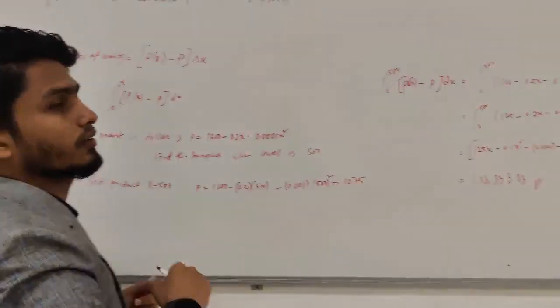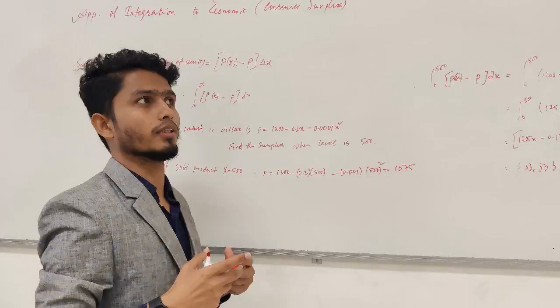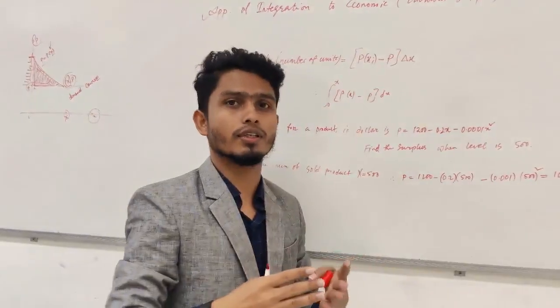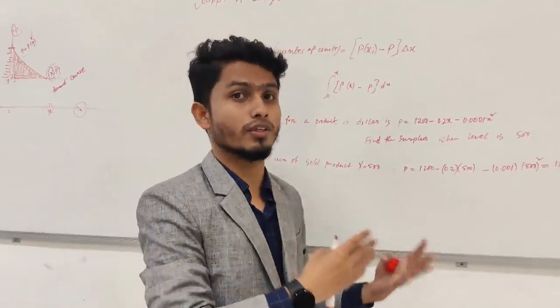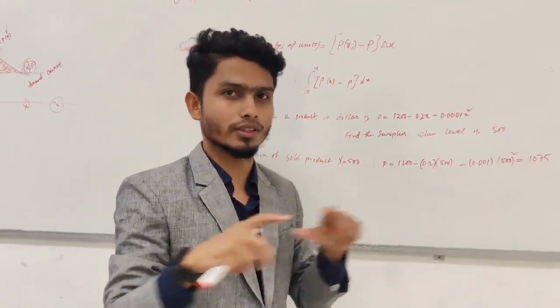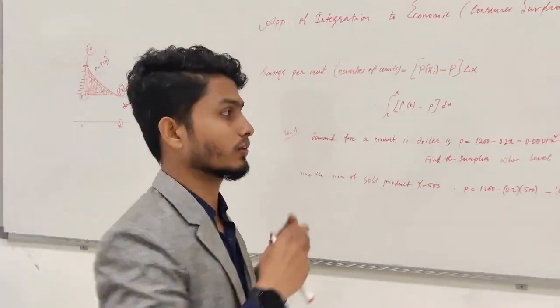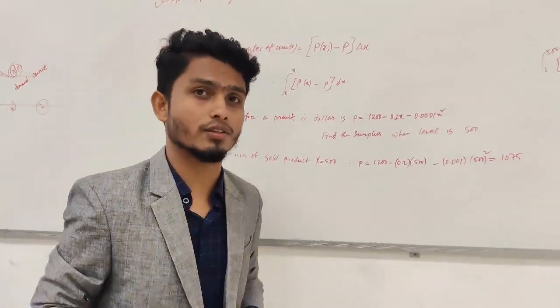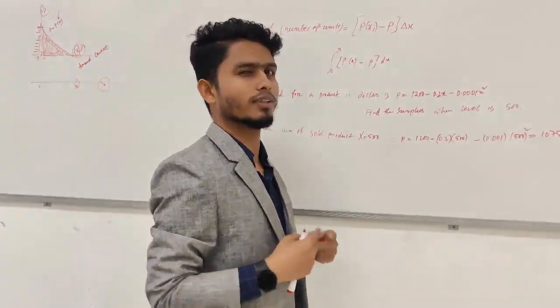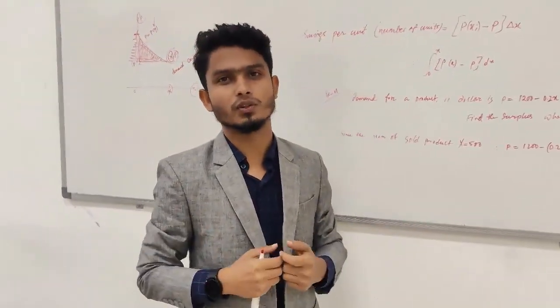Consumer surplus is the willingness to pay minus the fixed price, which is already fixed by the market. So by integrating the total area, you will find the consumer surplus. These are the three applications of integration, especially used in science and engineering and other fields. So that's all from me.